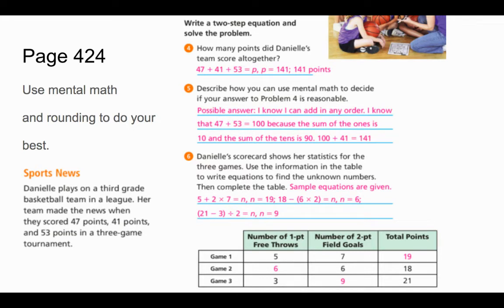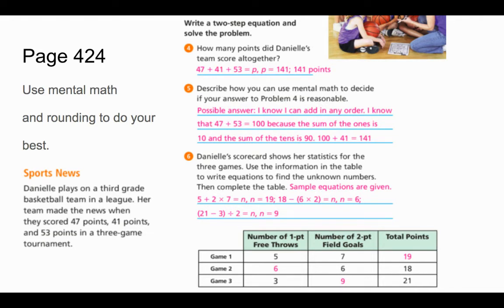If you add up 2 and then add the third one on, third graders, this is a good idea to look for landmark numbers. I know that if I add 47 and 53, I'm going to get 100 because 40 plus 50 is 90, 7 plus 3 is 10, that's 100. And then I can add the 41 on really quickly, 141. So sometimes it helps to look at the numbers and look for ways to put them together. Number 5 says, describe how you can use mental math to decide your answer for number 4. Using that 47 plus 53 equals 100, and then adding 100 plus 41.